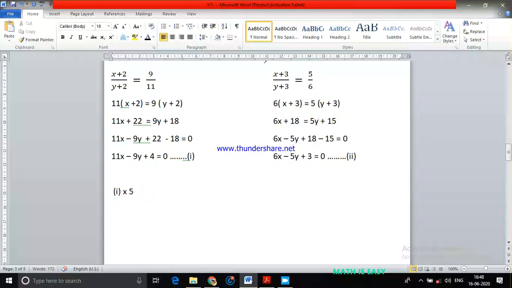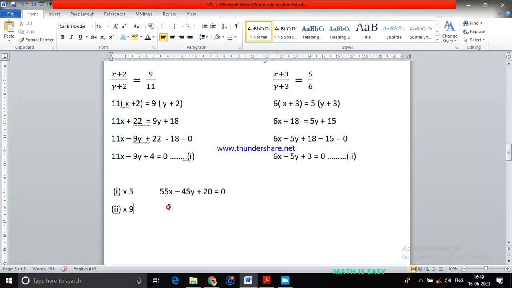You'll get 5 into 11, 55x minus 5 nines are 45y plus 5 fours are 20 will be equal to 0. Now equation 2 I will multiply with 9. Why am I multiplying equation 1 with 5? Because here the y coefficient is 5, so that's why 9 will multiply with 5. And here the y coefficient is 9, and this equation I will multiply with 9.